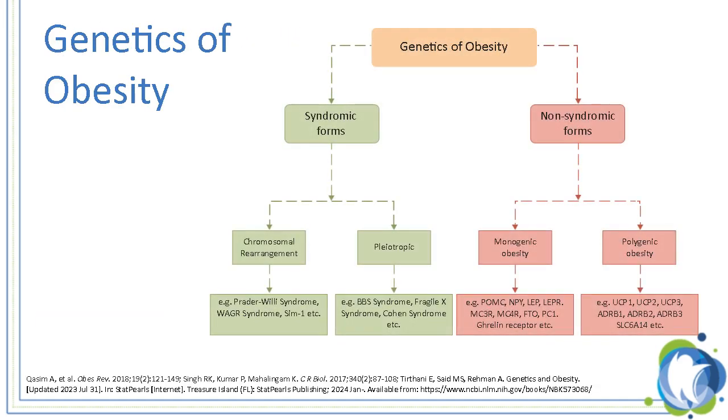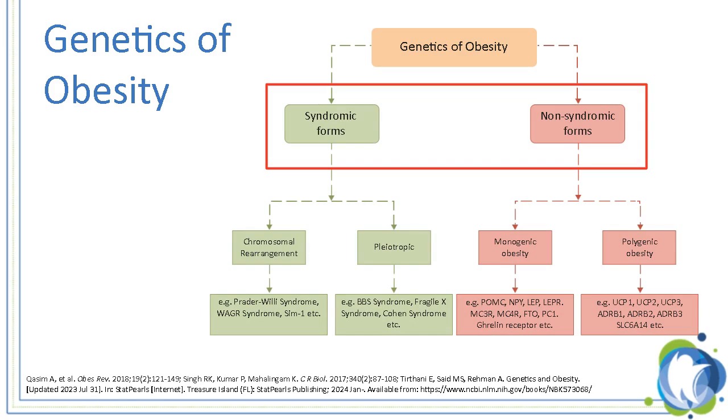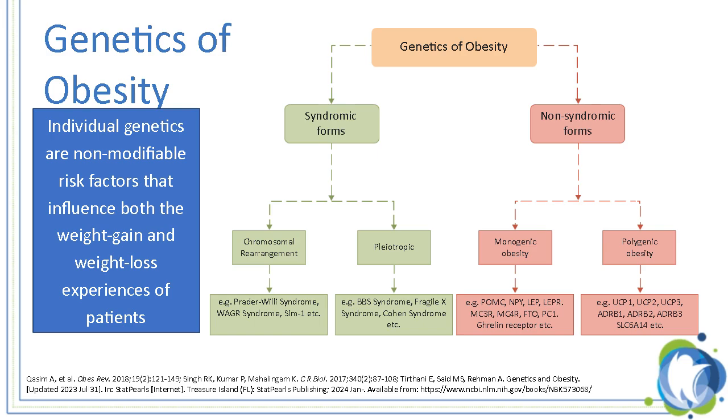The genetics of obesity can be divided into syndromic forms and non-syndromic forms. Individual genetics are non-modifiable risk factors that influence both weight gain and weight loss experiences of patients. In regards to syndromic forms, that can be further subdivided into chromosomal rearrangements or pleiotropic changes. An example of chromosomal rearrangements would be Prader-Willi syndrome. In regards to pleiotropic, an example would be Fragile X syndrome or Cohen syndrome and BBS syndrome. Non-syndromic forms can be divided into two, monogenic obesity and polygenic obesity, which further have their impact from various downstream molecular signaling patterns.